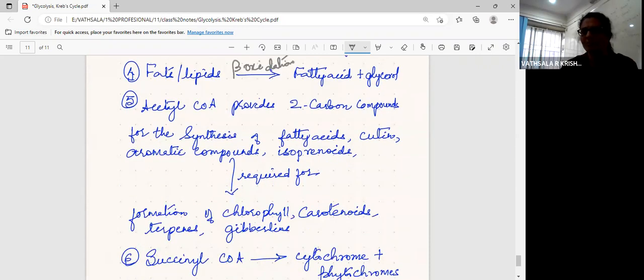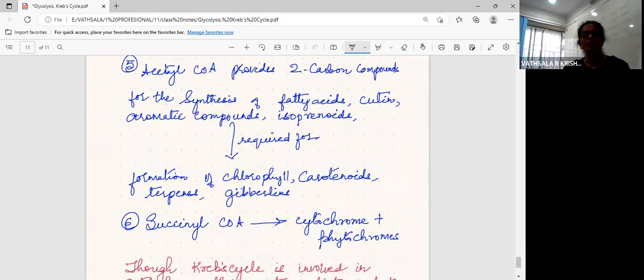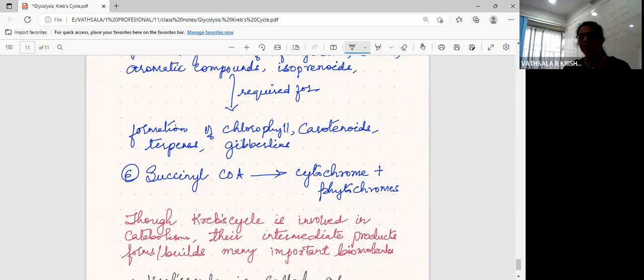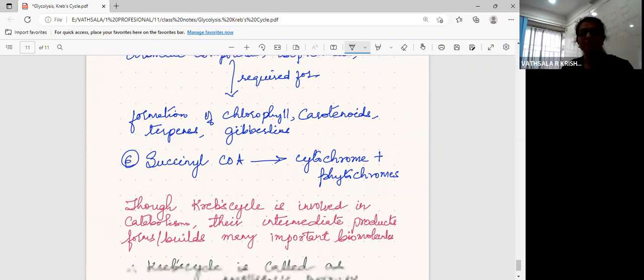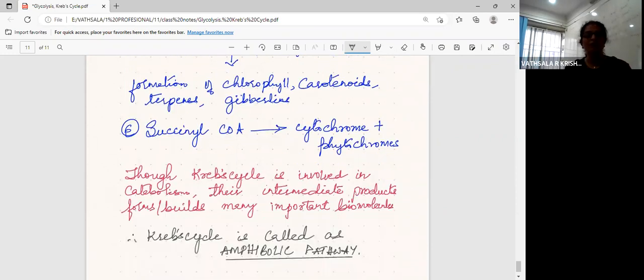So these are all required for the formation of chlorophyll, carotenoids, terpenes, gibberellins, all these in the plants. Succinyl-CoA forms cytochromes and phytochromes. Cytochromes in other organisms, phytochromes in plants. So though Krebs cycle is involved in catabolic process, breakdown process, its intermediate products are involved in the building up of many biomolecules.